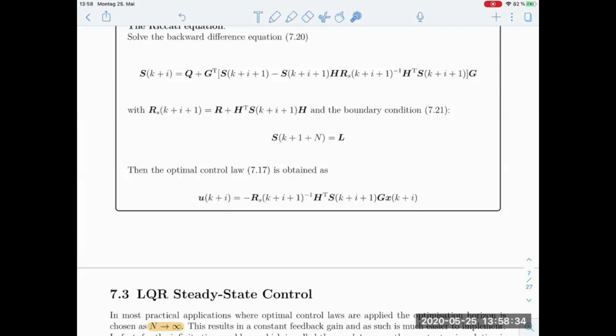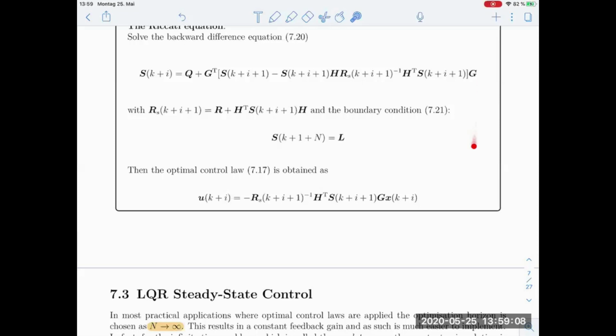Gladly, when we go to n towards infinity, what we're interested in is not a step-by-step solution, but whether this Riccati equation, as it's called, this Riccati difference equation, has a stationary or a steady state solution. And if it has this steady state solution, then we'll see that the problem becomes much simpler.